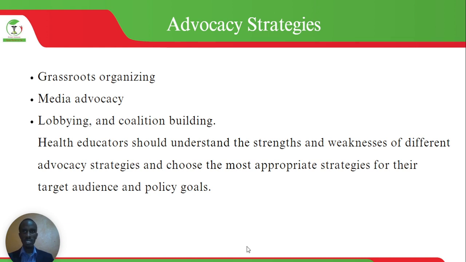So it involves building coalitions and engaging stakeholders, and influencing public opinion and policymakers. So the advocacy strategies here we look at are grassroots organizing, media advocacy, lobbying, and coalition building. So health educators should understand the strengths and weaknesses of different advocacy settings and strategies, and choose the most appropriate strategies for their target audience and policy goals. So we need to appreciate which advocacy strategy is going to help us.